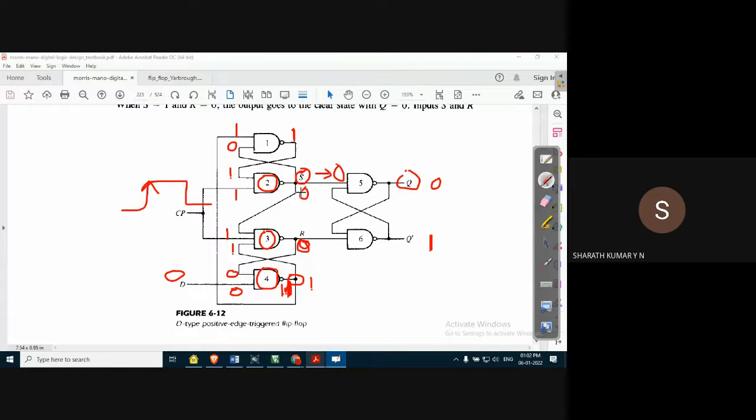S is fixed at 0. Because S is 0, this input of the first NAND gate is 0, this is 1. Now observe the second stage. S is 0, this input is 0, this is 0. What should be the output of Q now? Irrespective of the other output, Q transitions back to 1. Q should change to 1.